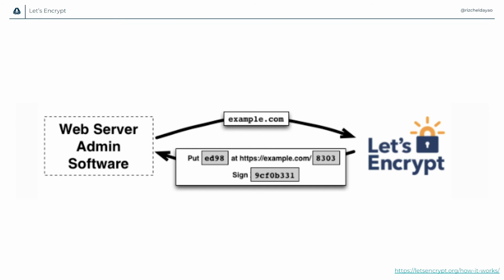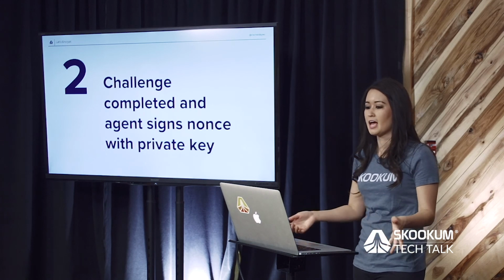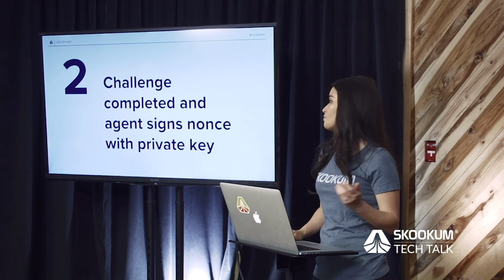So this would be an example of a challenge issued. Let's say the web server says, hey, this is my domain, example.com. Let's Encrypt is going to say, okay, put this file at the end of this path name, and I'm going to go check that this challenge has been completed, and also sign this with your private key. So the web server completes that challenge, and it also signs that nonce with that private key.